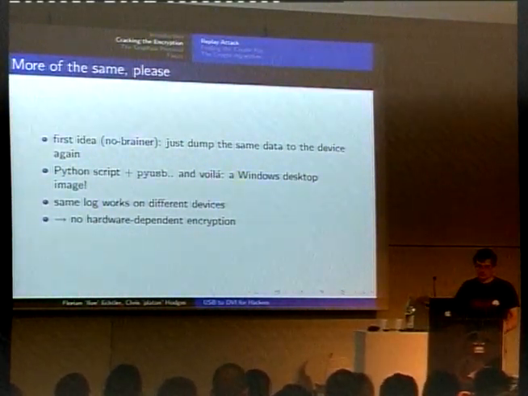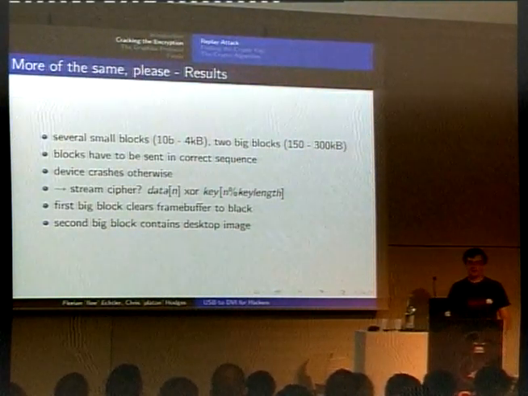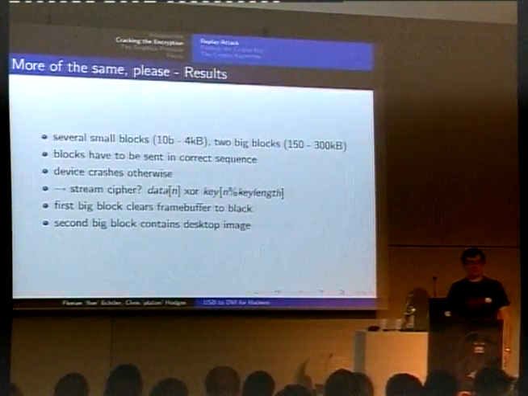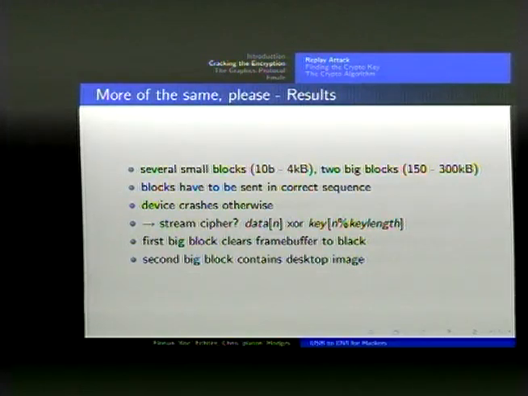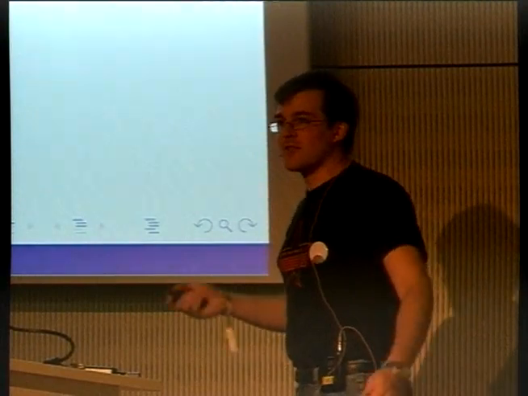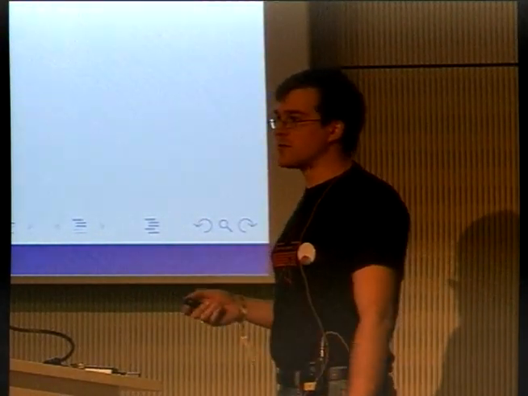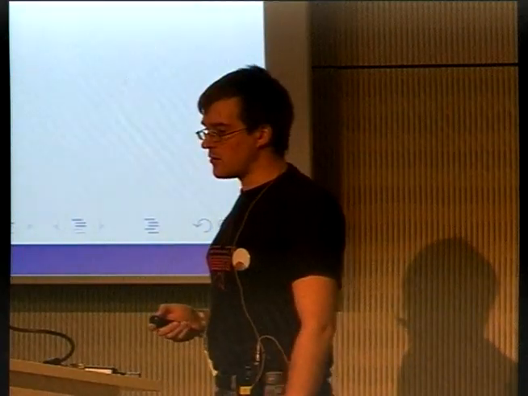When you look at the data which is sent to the device, you have some small blocks, at most maybe 4 kilobytes, and we have two very big blocks. These blocks have to be sent in the correct sequence, otherwise the device starts flashing wildly and crashes. This again allows the conclusion that maybe a stream cipher is used here. So we just have a key which has a certain length, and data is always XORed with that key. And if you reach the end of it, then you just take the length modulo the length of the key, and start again. We inserted some delays between the blocks, and therefore we saw that the first of the two big blocks just clears the frame buffer, and the second block transfers the desktop contents. This was pretty much where we were at that point.